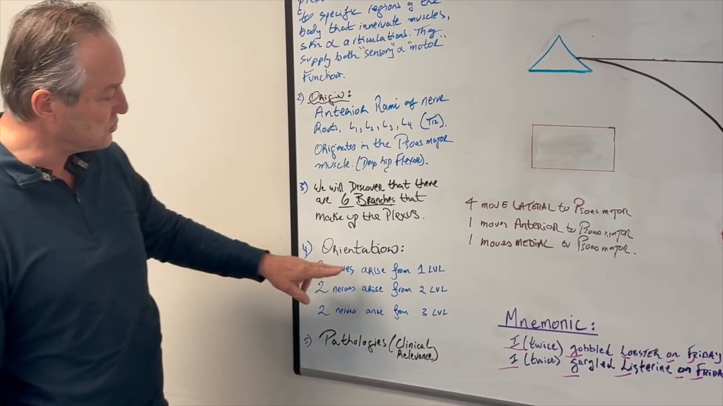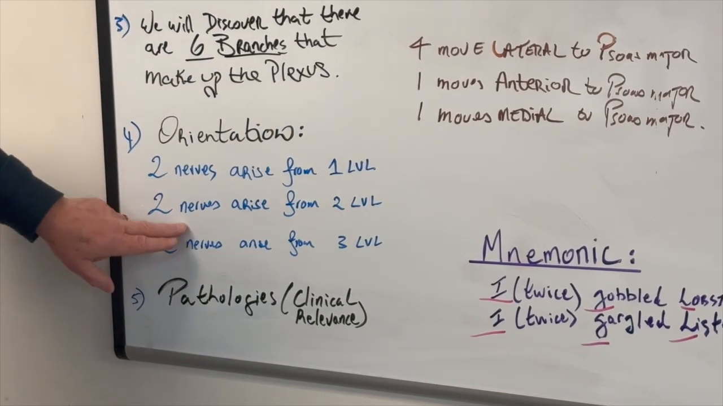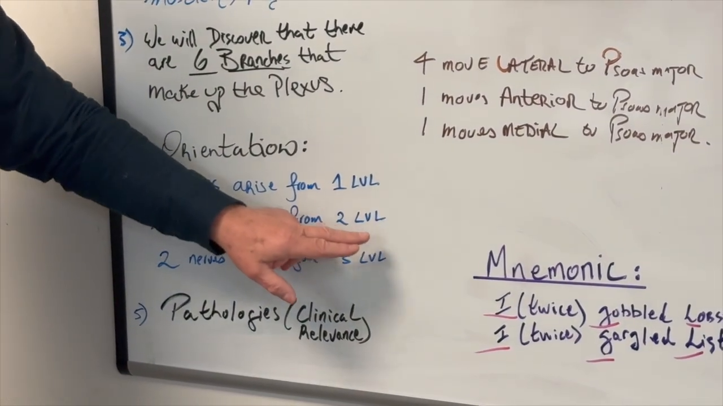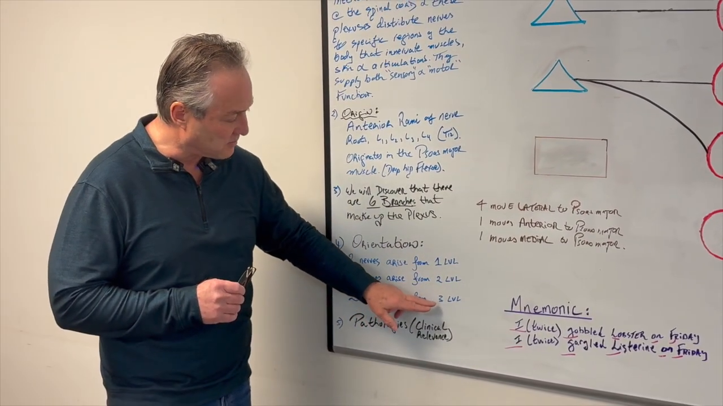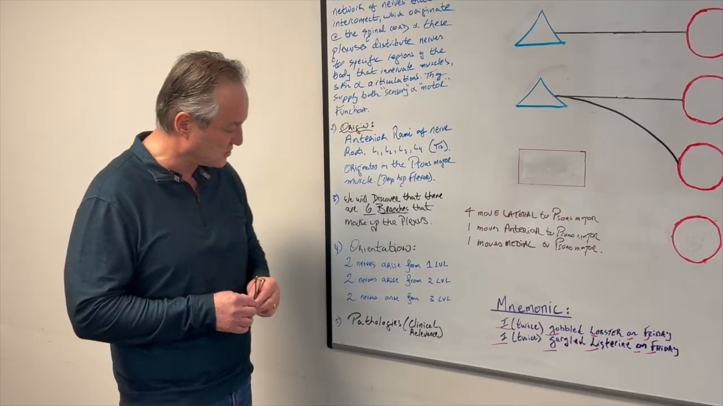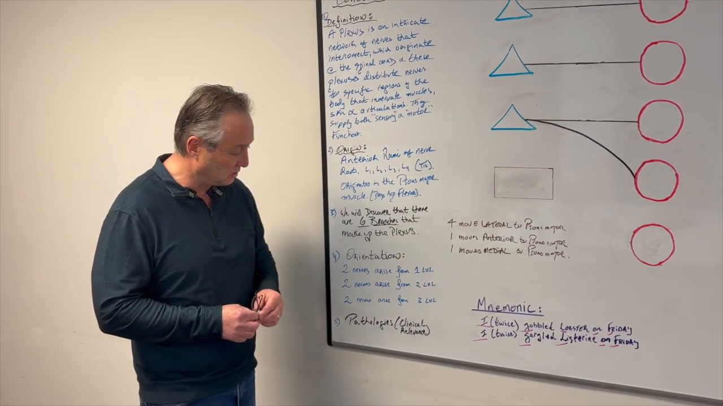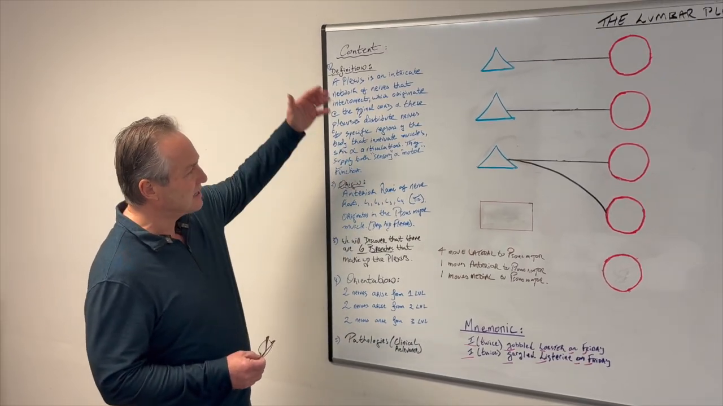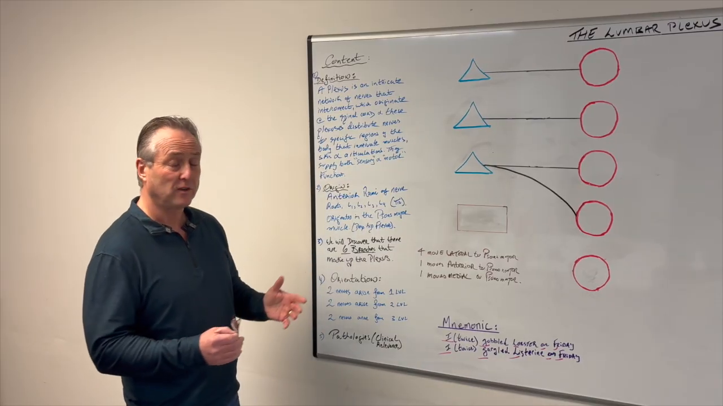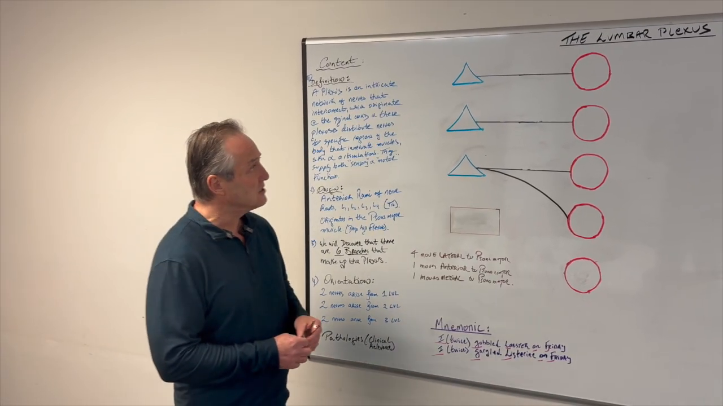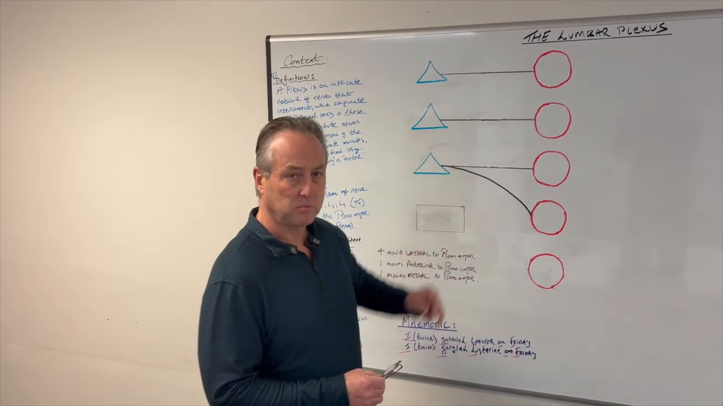We're going to discover that 2 nerves arise from one lumbar vertebral level. We'll discover there are 2 nerves that arise from 2 lumbar vertebral levels. And there's 2 nerves that arise from 3 lumbar vertebral levels. And then, if there's time, we'll talk about some pathologies and some clinical relevance. So that's kind of the flow of what we want to present tonight. Hopefully it'll be useful. And so let's go ahead and start labeling the lumbar plexus.